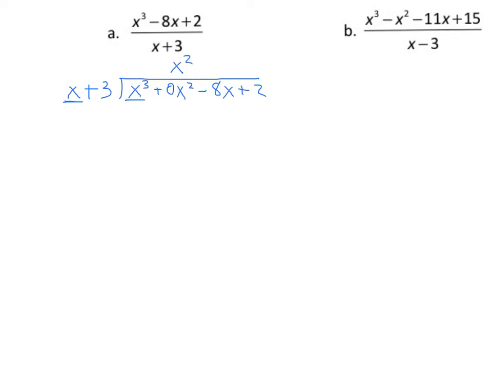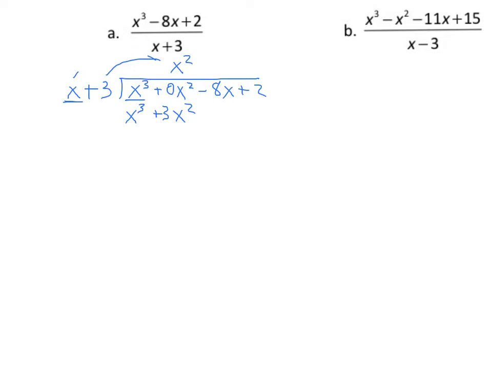And then you multiply. So I'm going to multiply the x squared by the x, and we get x to the third. And then I'm going to multiply x squared by the 3, and we get plus 3x squared. And you want to line up your powers that are the same. The x to the thirds are going to go in a column, x squared is going in a column, and so on.